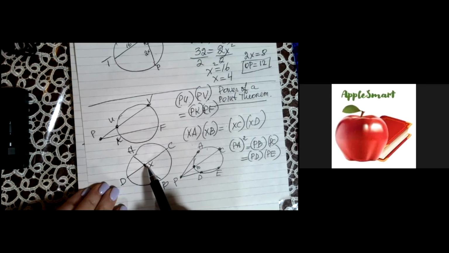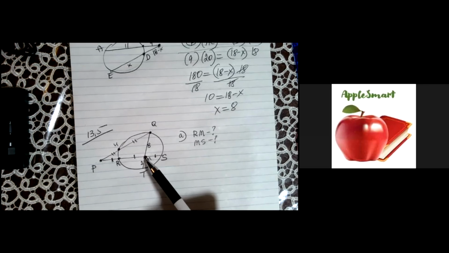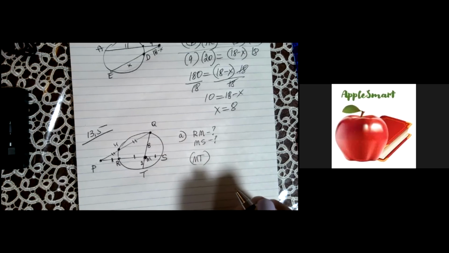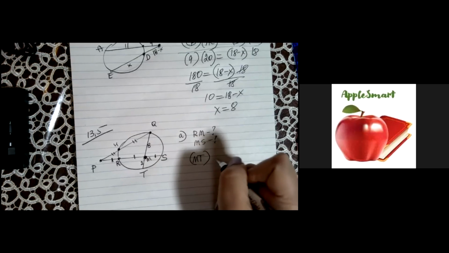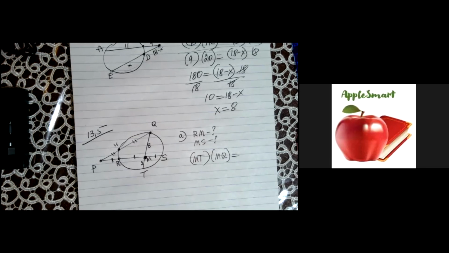We said that XA times XB is the same as XC times XD. This point M is exactly the power of a point. So what can we say based on that? We can say that MT multiplied by MQ, what would it be equal to? Can anybody help me?